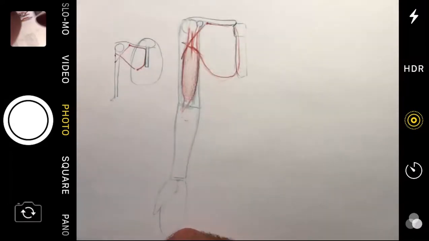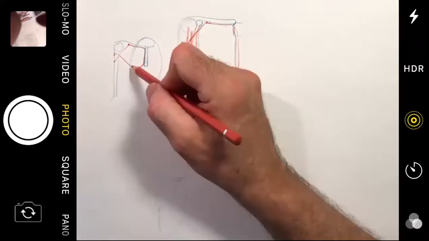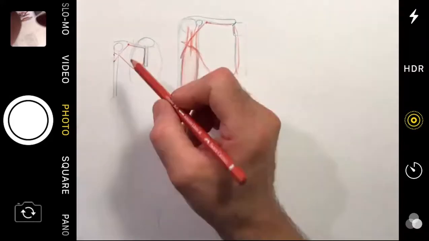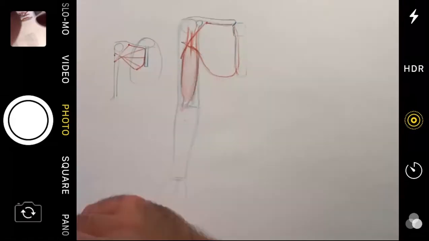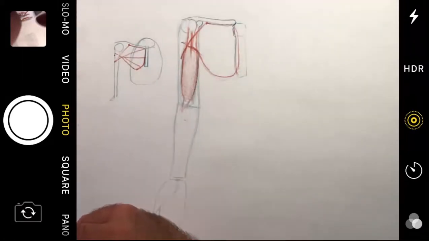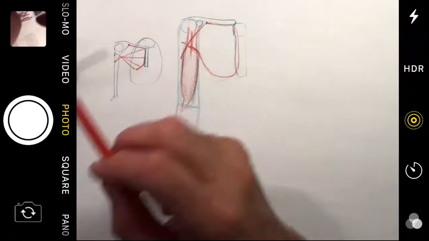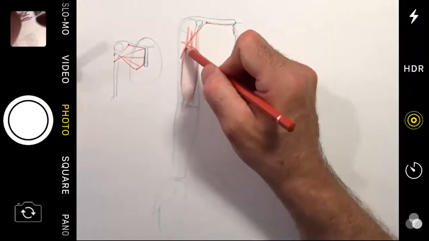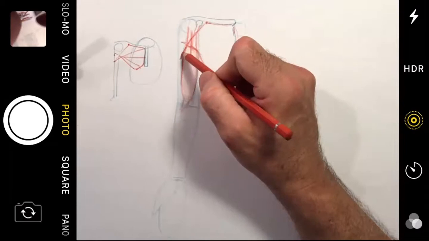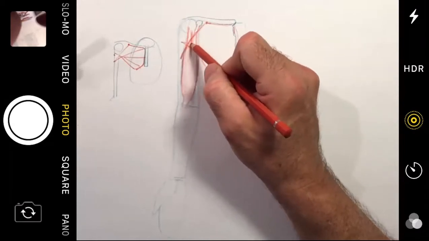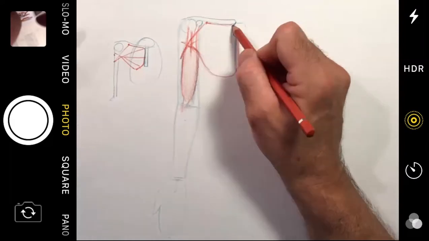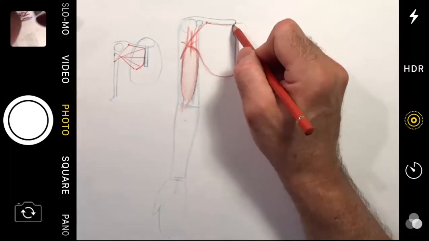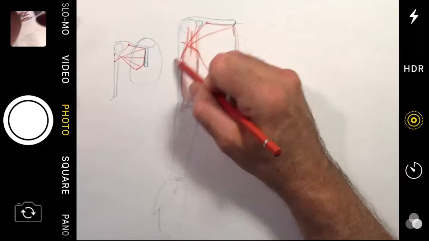So now I can create segments of the pectoralis more easily. From here, the upper portion of the pectoralis is going to the corner of the clavicle here.